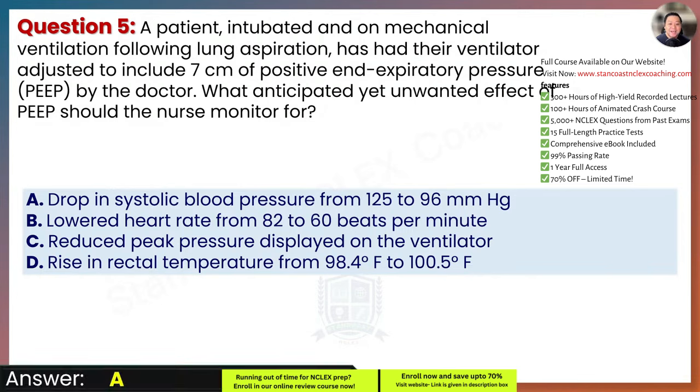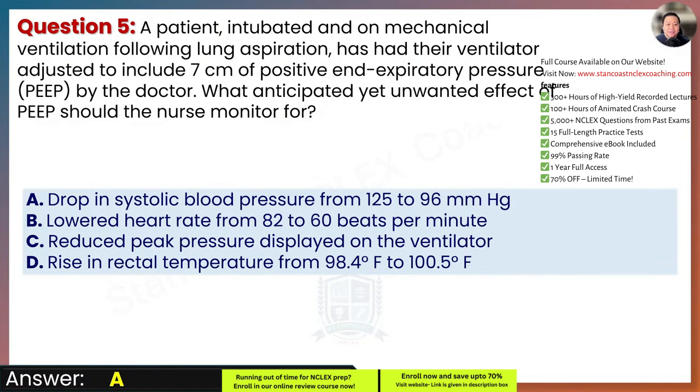And why is that? Well, when your patient is on mechanical ventilation with positive end-expiratory pressure, the goal is to keep their alveoli open and also to improve their oxygenation. However, PEEP isn't without risks, and one of the biggest concerns is how it affects blood circulation.